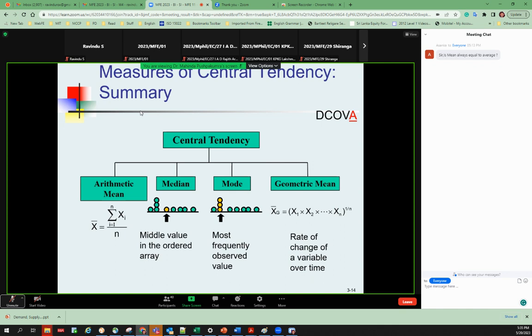Excuse me, on the geometric mean, the geometric mean rate of return is like a compounded annual growth rate on an investment sort of thing. But that geometric mean, is there an example of a practical application?